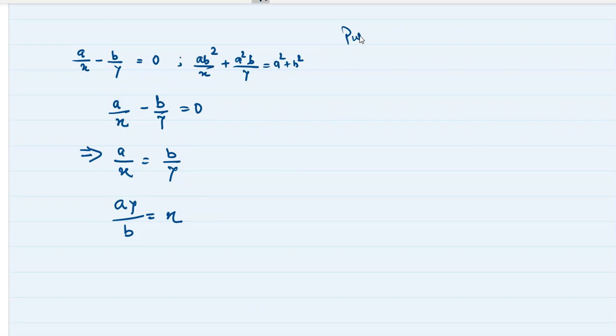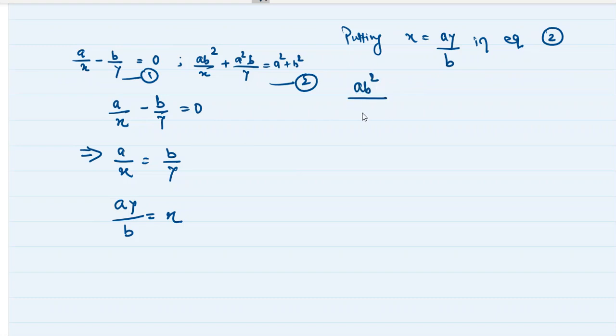So, putting x is equal to ay by b. So, this is equation 1, this is equation 2. In equation 2, okay, this is going to get a little rough, so hold on. So ab square the whole upon x, and in the place of x I'm going to put ay by b, plus a square b upon y is equal to a square plus b square.